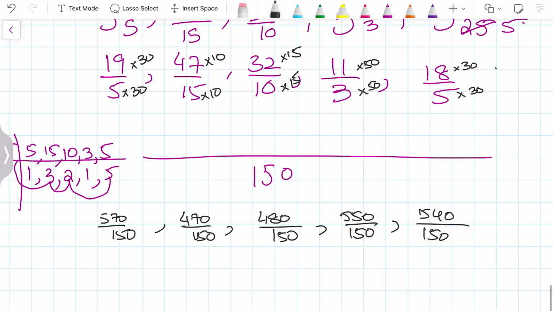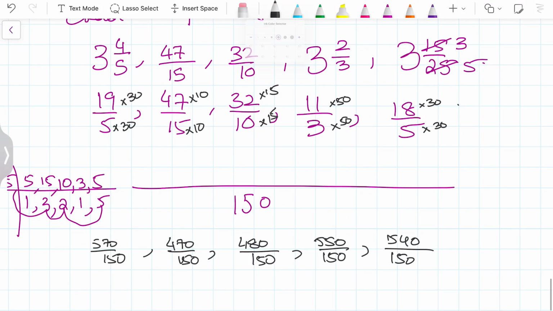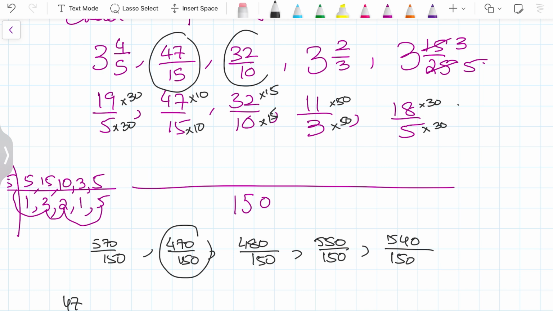Now, ascending order means the smallest fraction first, so we will write the original fractions. This corresponds to 470 upon 150, which corresponds to 47 upon 15. Next is 32 upon 10. Ascending means smallest to biggest.